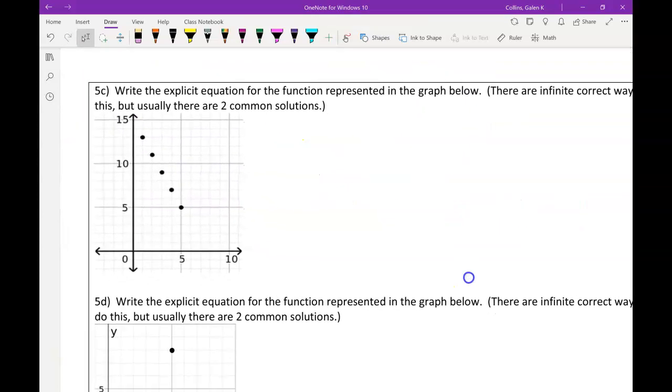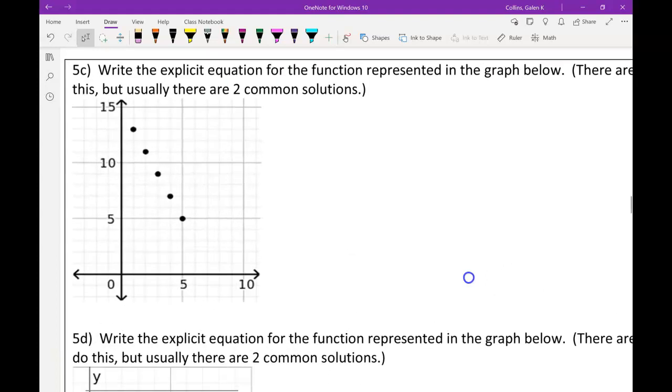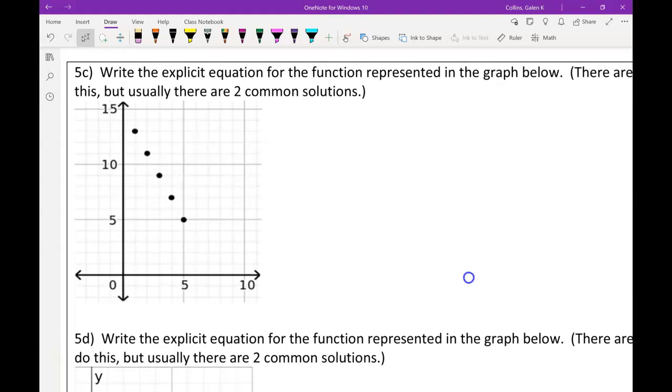All right, in 5C and D, we're doing the same thing. The only thing that's different is we have a graph. I don't necessarily want to encourage you to do this one way over a different way. We're going to spend some time talking about how to write the equation from the graph.